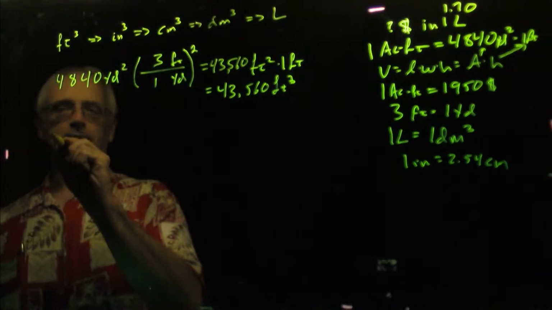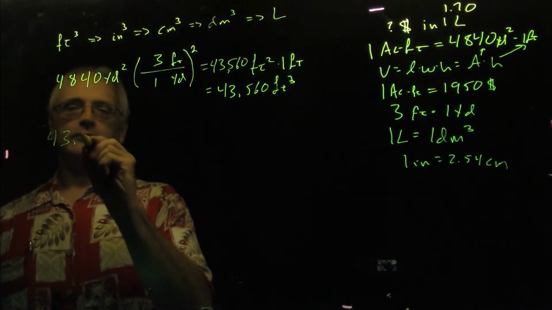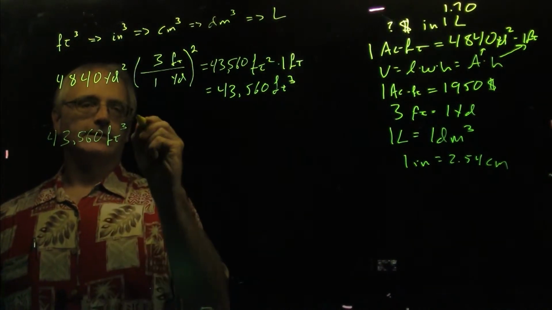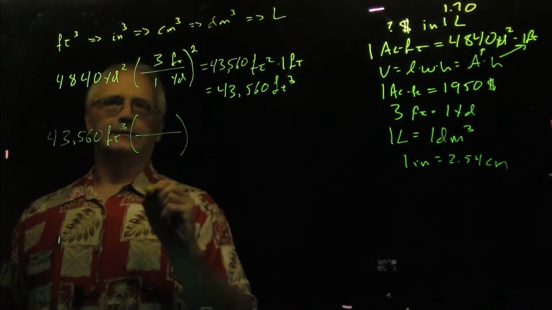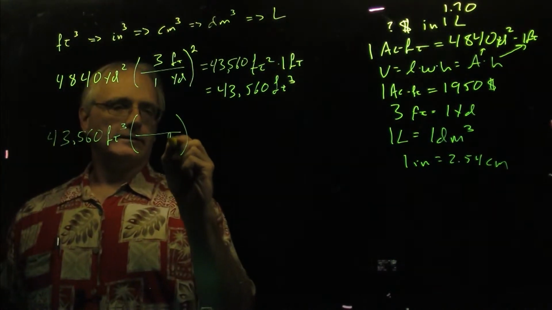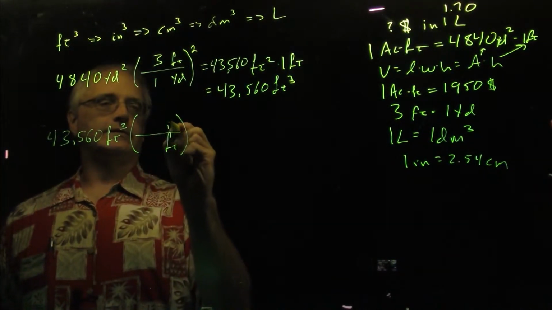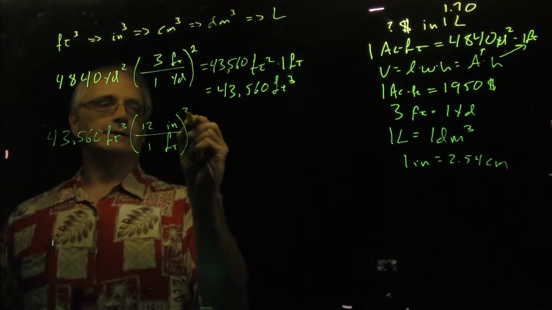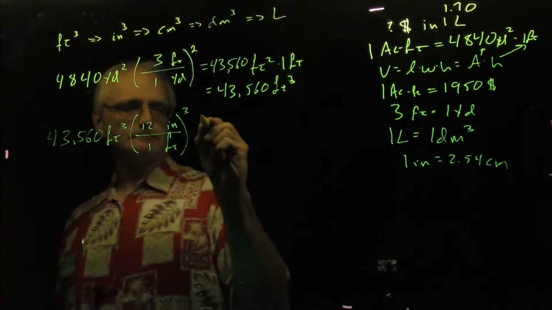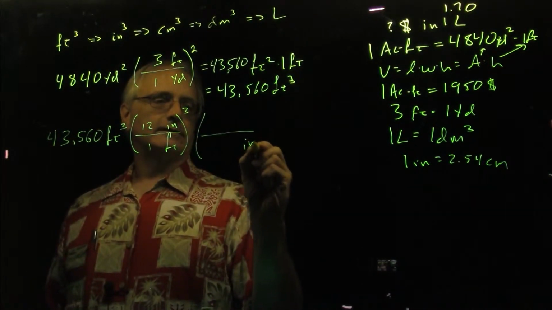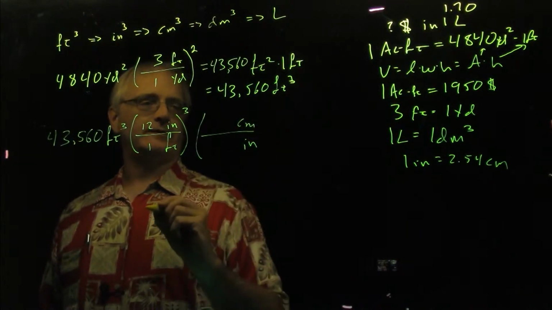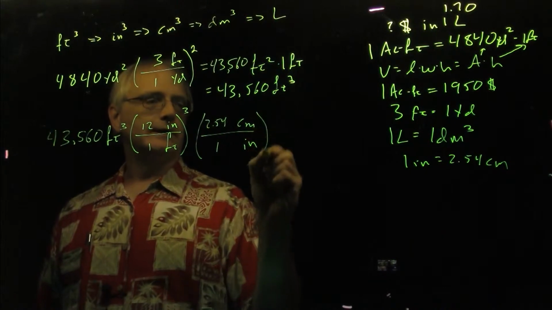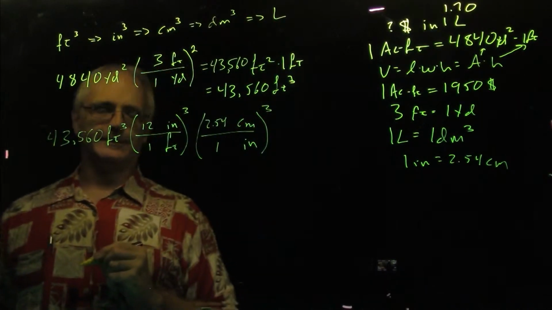So here we go again. 43,560 cubic feet. Once again, I love feet, but the feet go and I turn them into inches. There are 12 inches in 1 foot. Cubic units, oh my, we can take care of that. Inches, that's nice, but we don't want them. We want centimeters at the moment. 1 inch is 2.54 centimeters. Oh my, cubic units. Cube the whole thing.